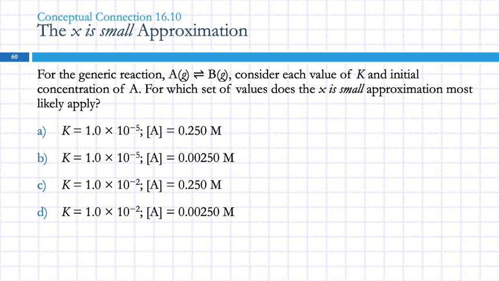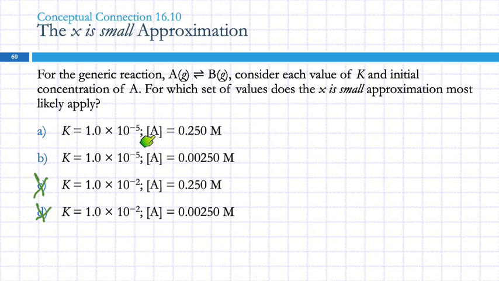So here we have a generic reaction, A goes to B. We've got different values of the equilibrium constant and initial concentrations. For which set of values does the x is small approximation most likely apply? Not going to do the calculation. Do we want k to be big or small? We want k to be small because that means it's not going to go forward very much, meaning x is going to be smaller. So we've got 10 to the minus 5 and 10 to the minus 2. 10 to the minus 2 is bigger, and so it's not one of these. So we've chosen the one with the smaller k.